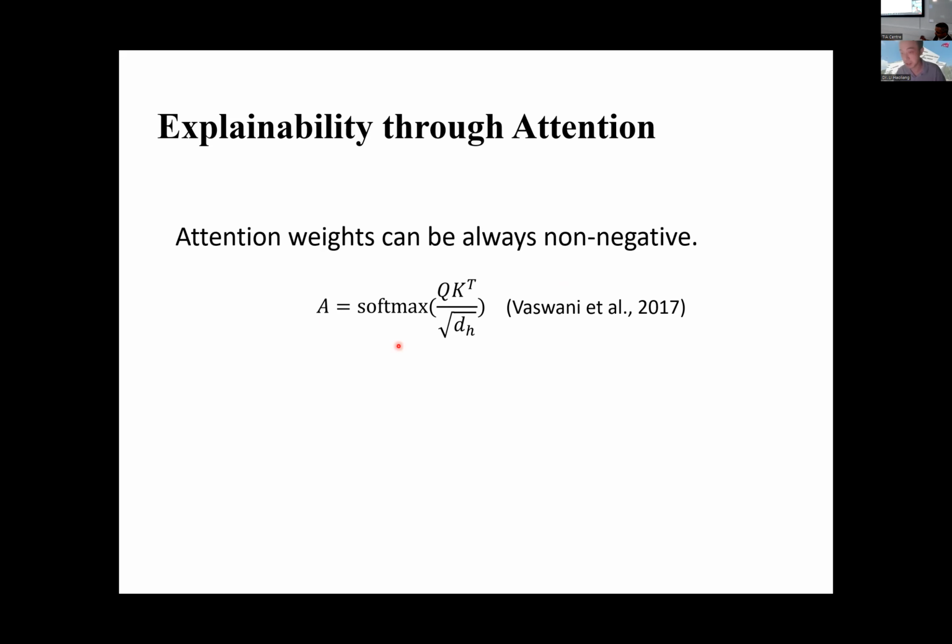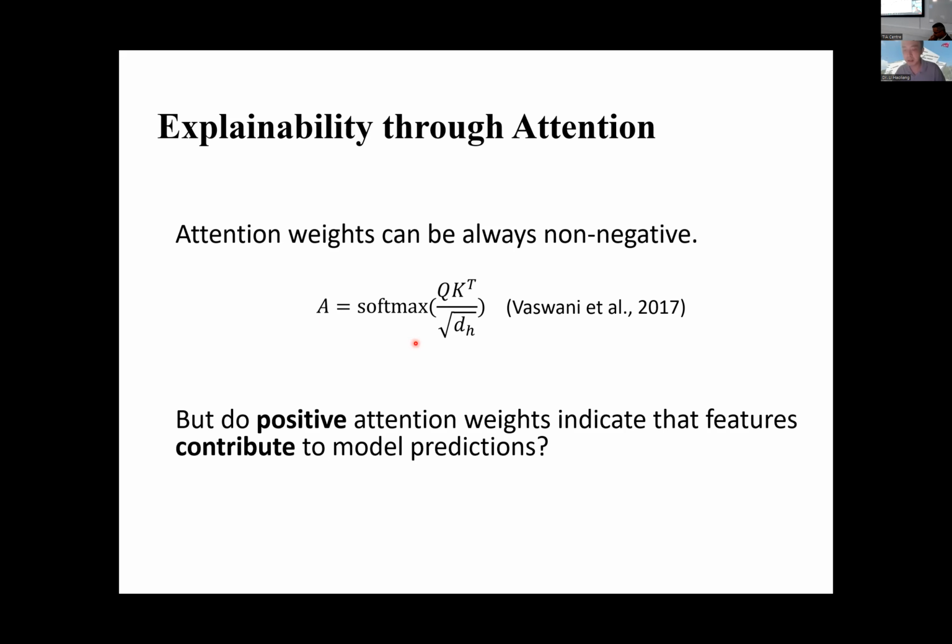Based on this equation, we want to ask whether the positive attention weights indicate that the feature contributes to the model prediction. With this kind of attention, we always want to have values which are high, some large values, which may indicate some important areas, but which may not be true.